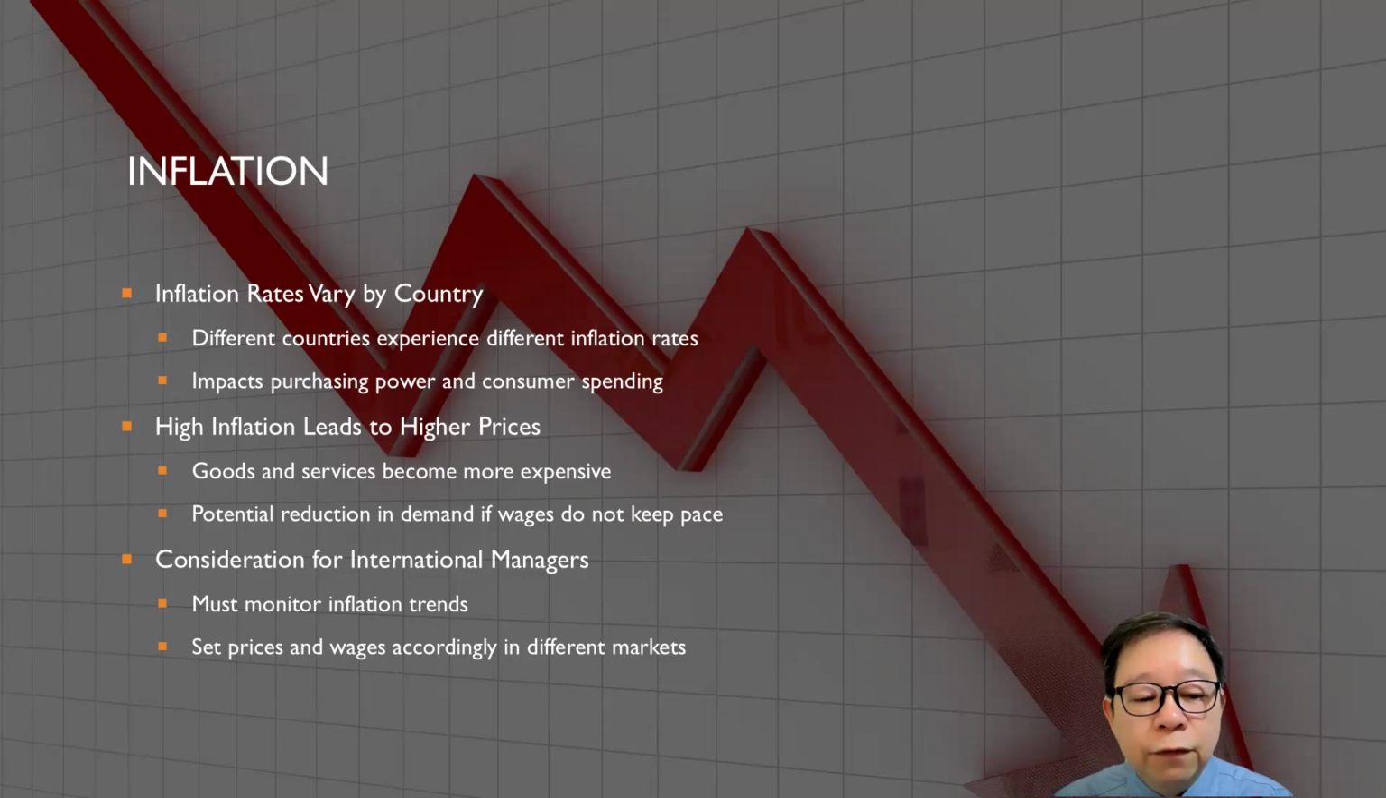So what kind of consideration is there for the international manager? They must monitor inflation trends. That is where, as good entrepreneurs, they need to forecast inflation, especially when they go into an overseas market. And you may need to set the price and set the wages, the salary, according to the different market.